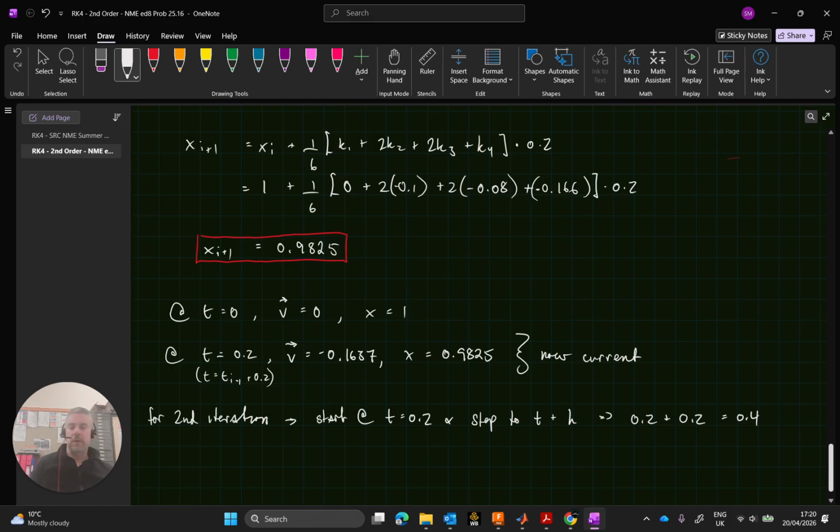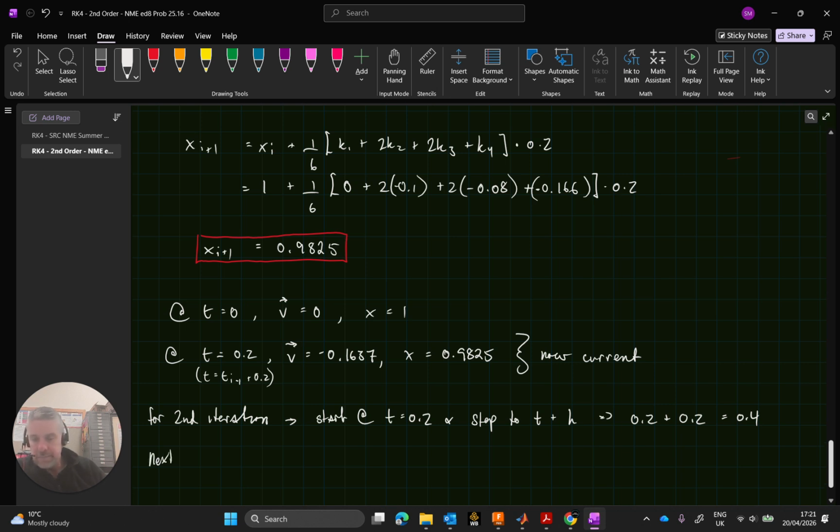And what I'm going to do is I'm going to calculate K1, L1, K2, L2, K3, L3, K4, L4, given my new t values, which are broadly irrelevant, given that there's no t's in the f or g functions. But certainly my new v values and x values will be very important.